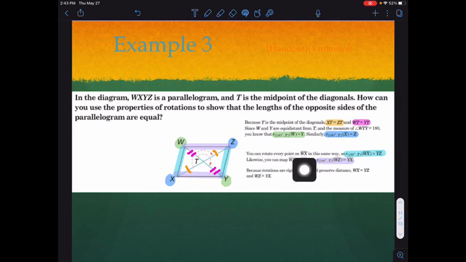Therefore, you can rotate every point on line segment WX in the same way, so the rotation of 180 degrees about the point T of segment WX will give us segment YZ. Likewise, you can map the segment WZ to the segment YX. Because rotations are rigid motions and preserve distance, the length of WX equals the length of YZ, and the length of WZ equals the length of YX, which is exactly what we wanted to show.